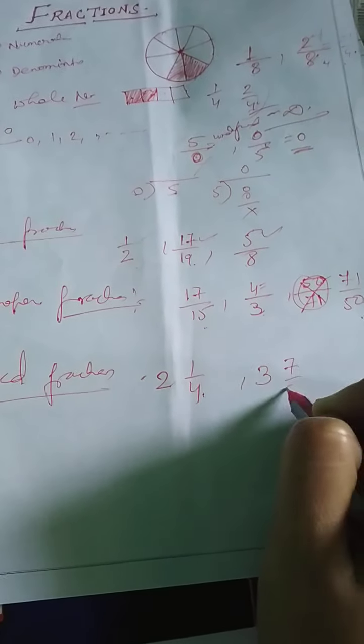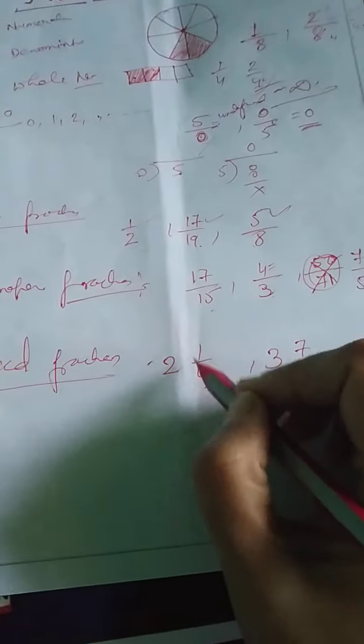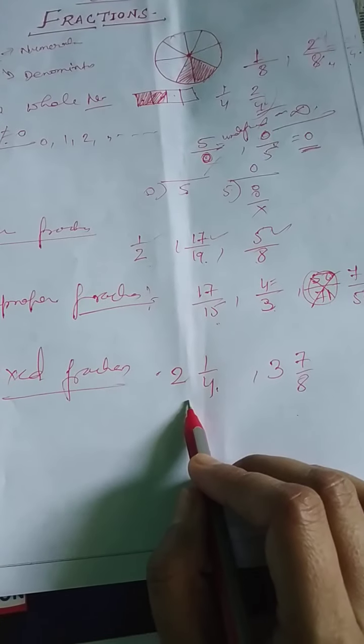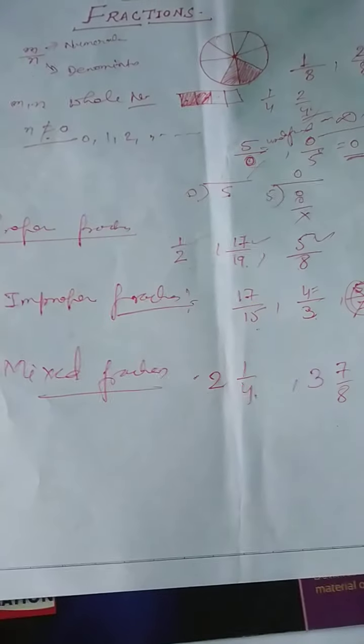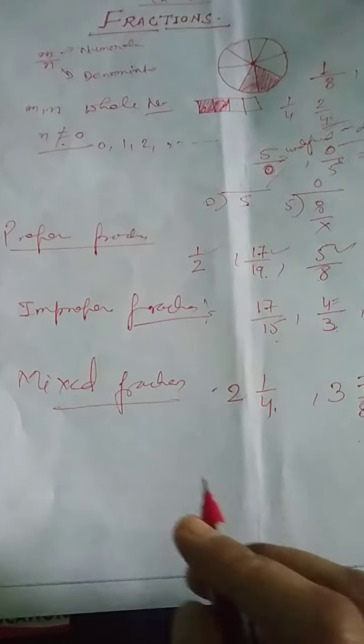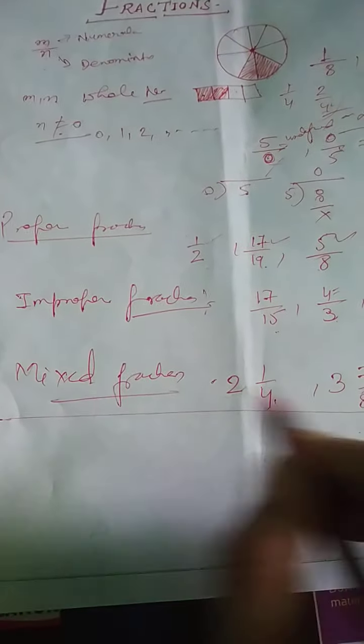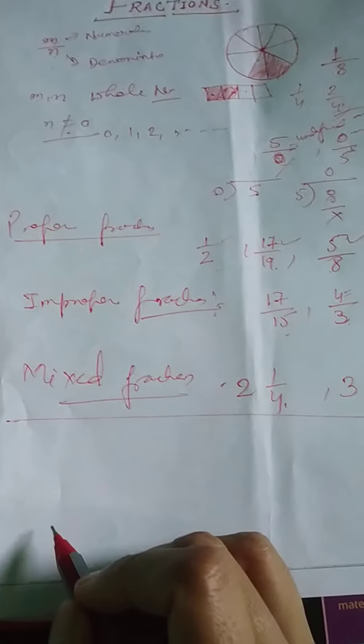3 whole 7 by 8. This kind of fraction is called a mixed fraction, in which you will see a whole number and a proper fraction both. That's why it is called a mixed fraction. Okay. Now the question is, how can we change a mixed fraction into an improper fraction?